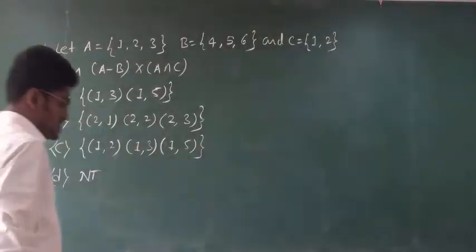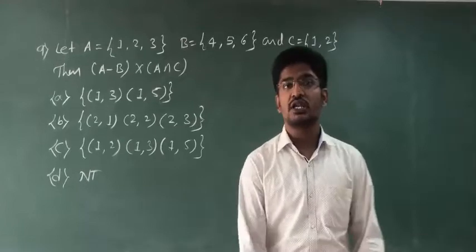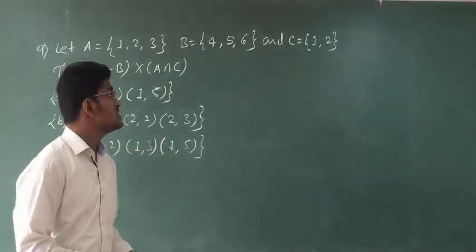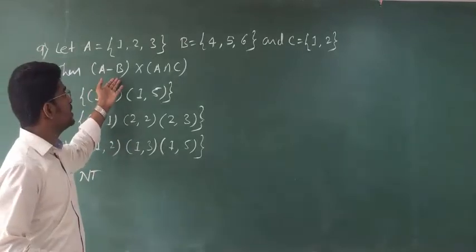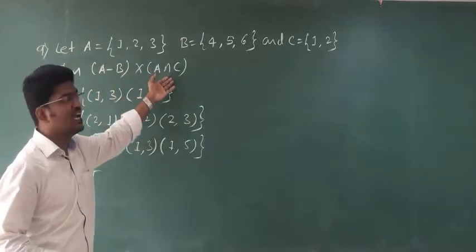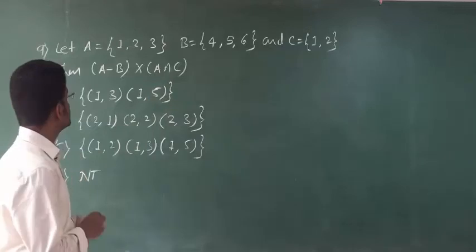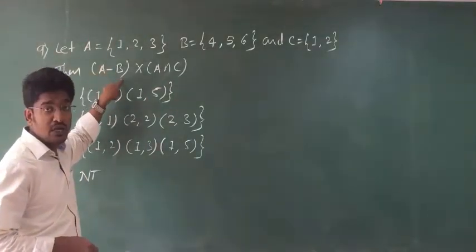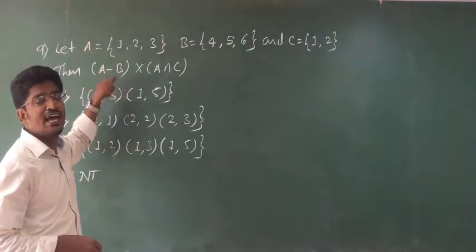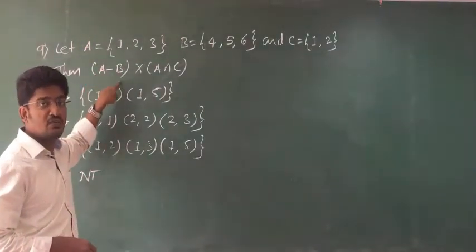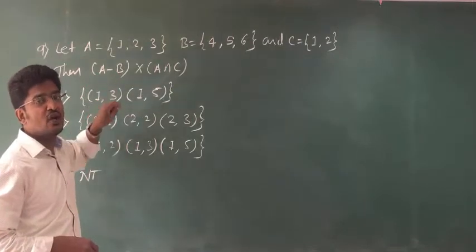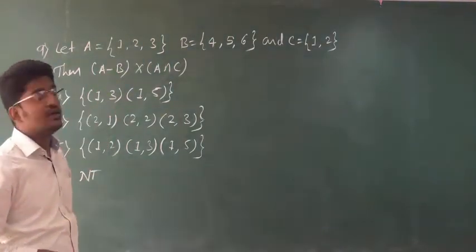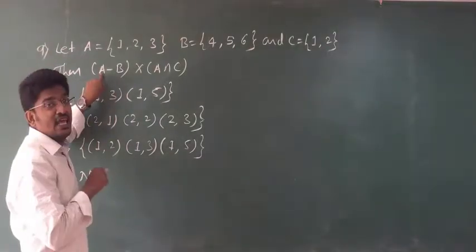Okay students, now let us move to the 9th question. It's very simple. You just must know the two formulas: A minus B, and the Cartesian product with A intersection C. Okay, what is A minus B? Elements which are in A but not in B. What is the meaning of A minus B? Elements which are in A but not in B. Are you getting my point?